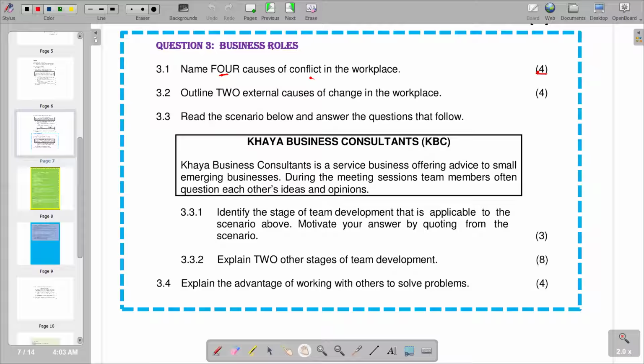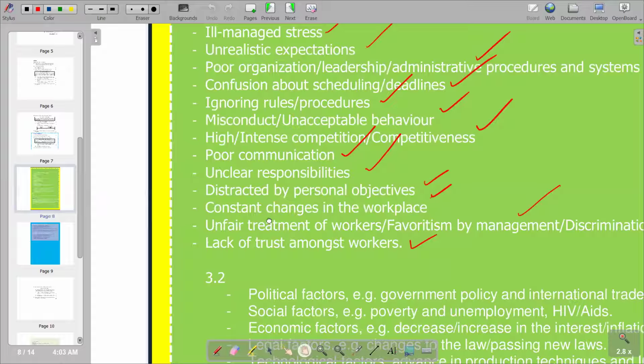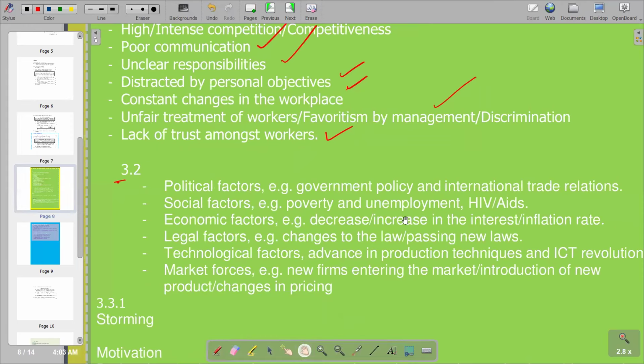So we go to our answer section to see what causes we have of changes in the workplace. Going down, we see 3.2, that's where we are. And we are saying we can have political factors, for example, government policy, and international trade relations can also cause change.